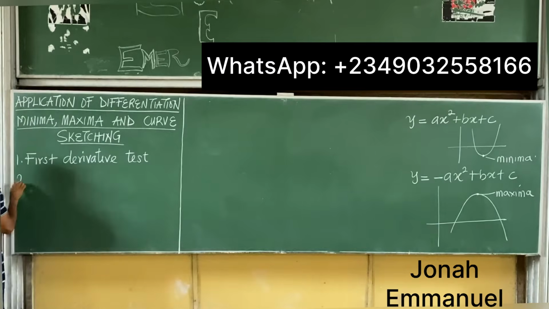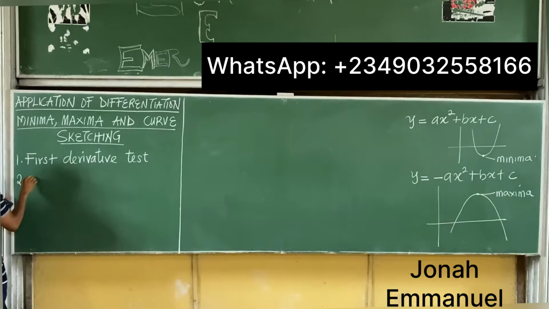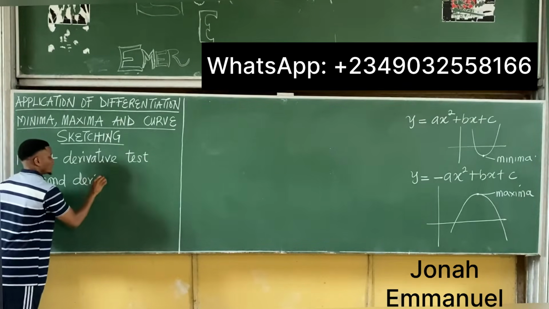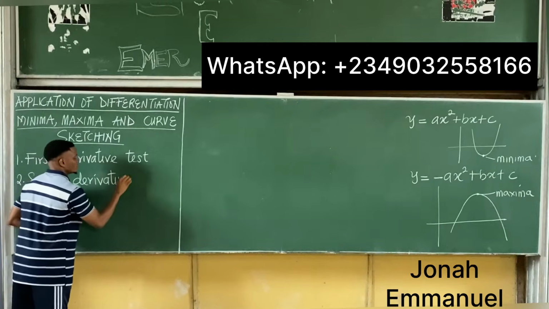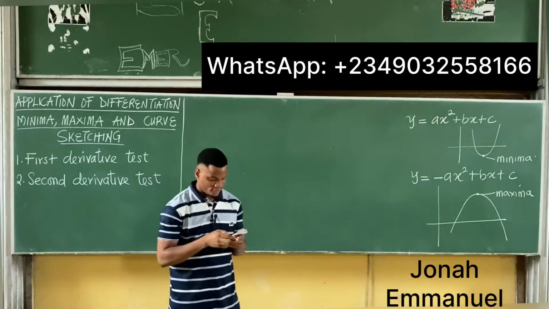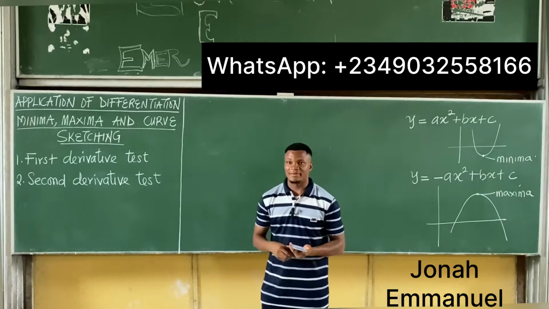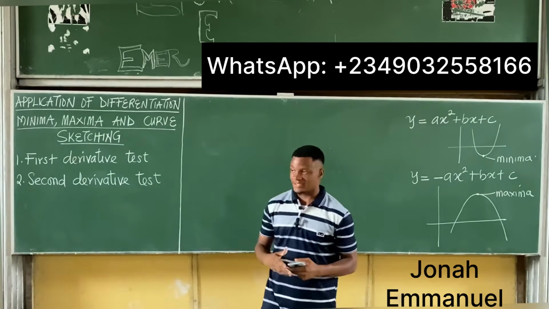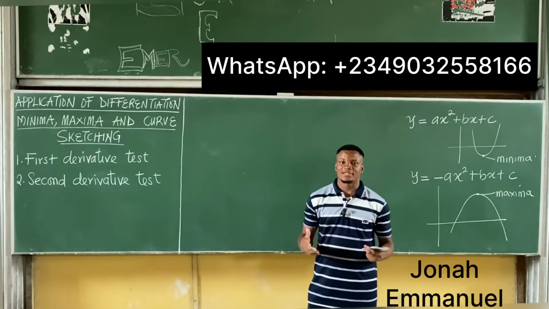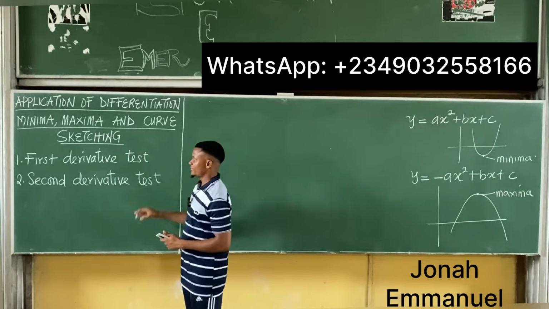While the second method is called the second derivative test. All right, so these are like two methods of getting minima and maxima, right? The first derivative test and the second derivative test. So we'll pick each of them and see what they mean. All right, so let's start with our first derivative test. How does it work?